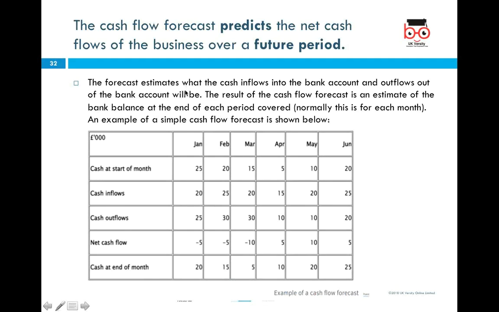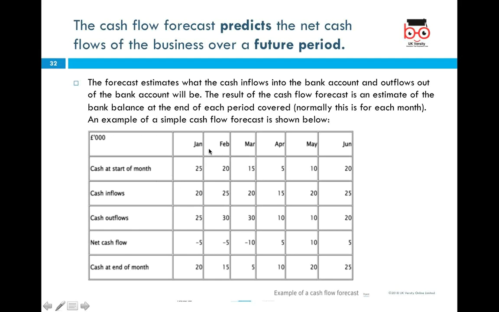So normally, this is the normal table of the cash flow, that's a forecast that estimates what the cash inflows into the bank account and outflows out of the bank account will be. Normally, the company runs the cash inflow and outflow with the help of bank accounts, and the result of the cash flow forecast is an estimate of the bank balance at the end of each period covered. Normally, this is for each month. An example of a simple cash flow forecast is shown below.